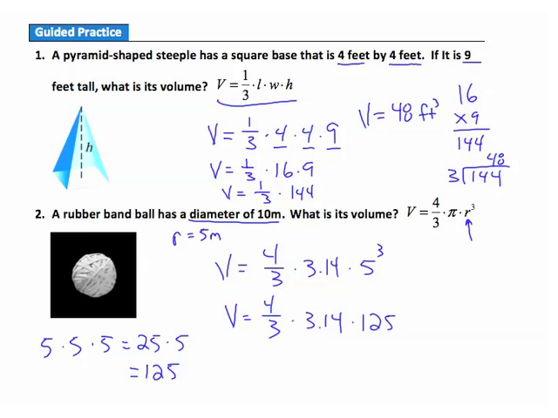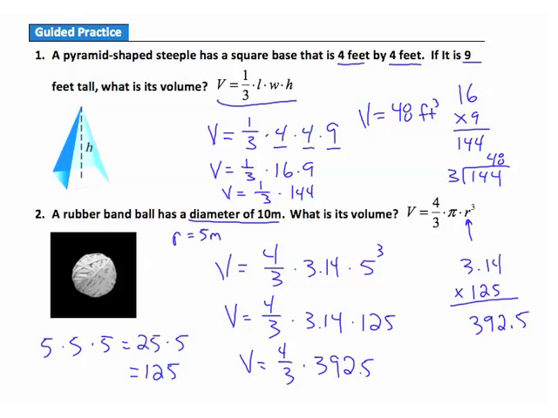Now I'm going to take 125 and multiply it by 3.14. So we're going to get 4/3 times the answer to that. Let's do some scratch work. We're going to take 3.14 and multiply it by 125. When we do that multiplication, we get 392.5.